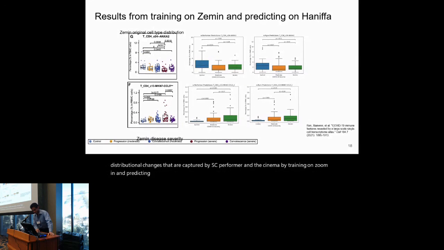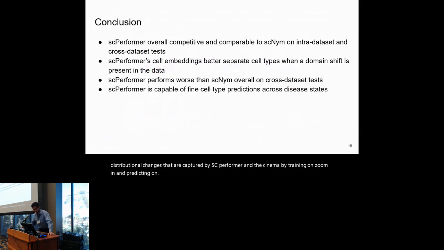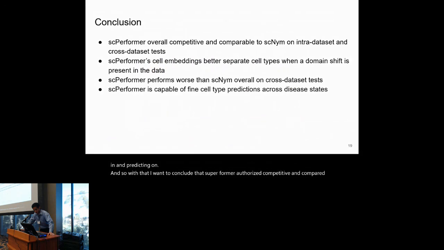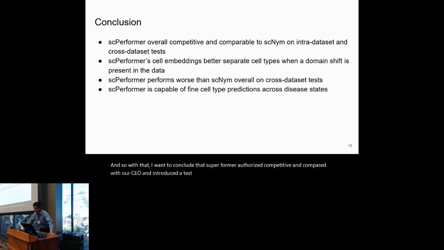And you can see these distributional changes that are captured by SC Performer and SC9 by training on Zumin and predicting on Hanifa. And so with that, I want to conclude that SC Performer overall is competitive and comparable to SC9 on intra-data set tests. SC Performer cell embeddings better separate cell types when a domain shift is present in the data. It performs worse than SC9 overall in cross-data set tasks. And finally, SC Performer is capable of finding these fine cell type predictions across disease states.